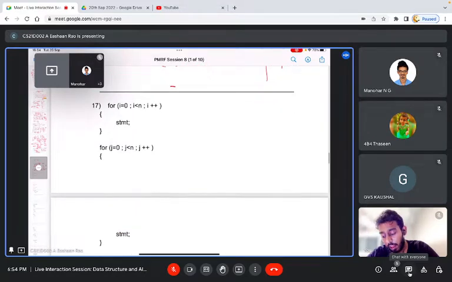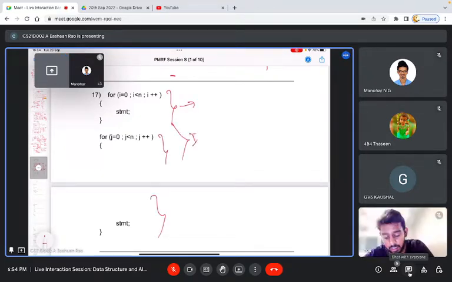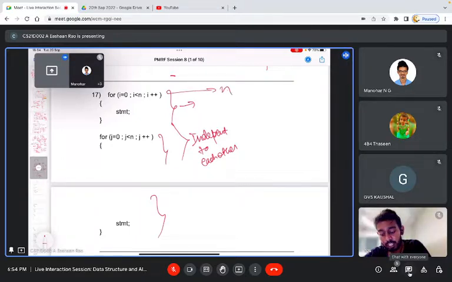Okay, another thing we have to understand, where some people may get confused, is that here we have two for loop statements, one with i and one with j. These are independent of each other. If the ith loop is running for n time and the jth loop is running for n time, they are not dependent because they are not nested.